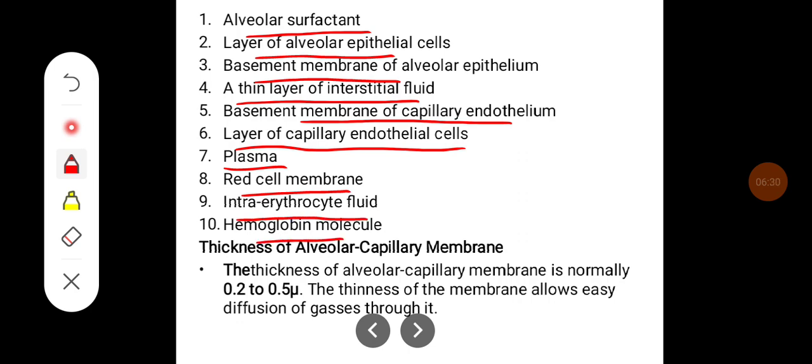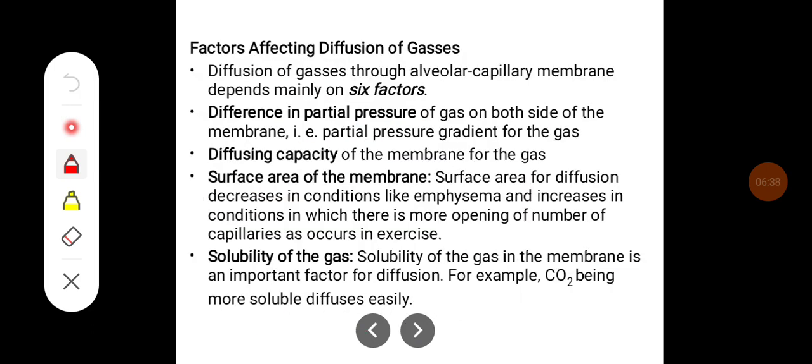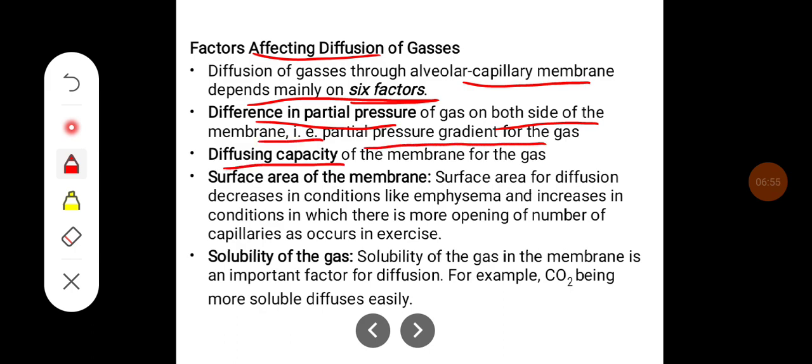The thickness of the alveolar capillary membrane is normally 0.2 to 0.5 microns. The thinness of the membrane allows easy diffusion of gases through it. Factors affecting diffusion of these gases. Diffusion of gases through the alveolar capillary membrane depends mainly on 6 factors: difference in the partial pressure of the gas on both sides of the membrane, that is the partial pressure gradient for the gas, then diffusing capacity of the membrane for the gas, then surface area of the membrane.